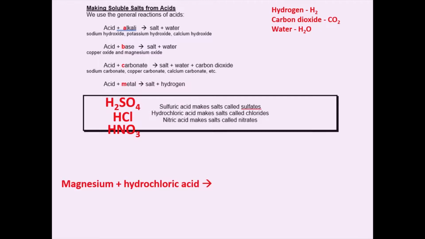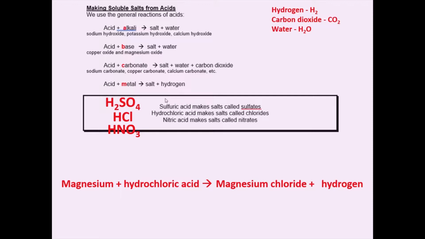So let's try and put these all together. First of all, magnesium and hydrochloric acid. Magnesium obviously is a metal, so it's acid plus metal, and that's going to give us salt plus hydrogen. What would be the name of our salt? Hydrochloric acid gives us chlorides, so magnesium chloride. Because it's acid plus metal, salt plus hydrogen, hydrogen is our other product.